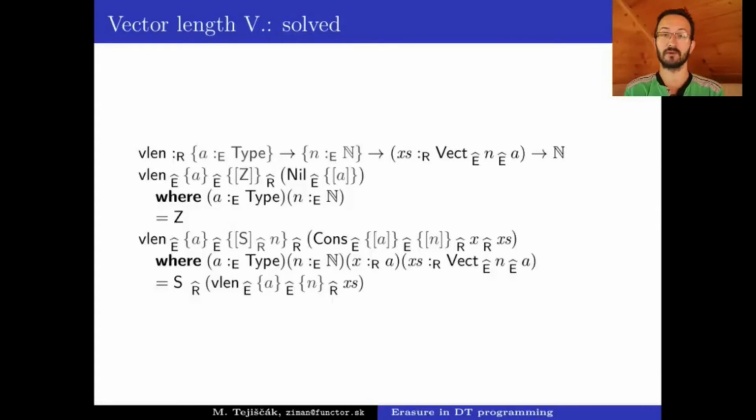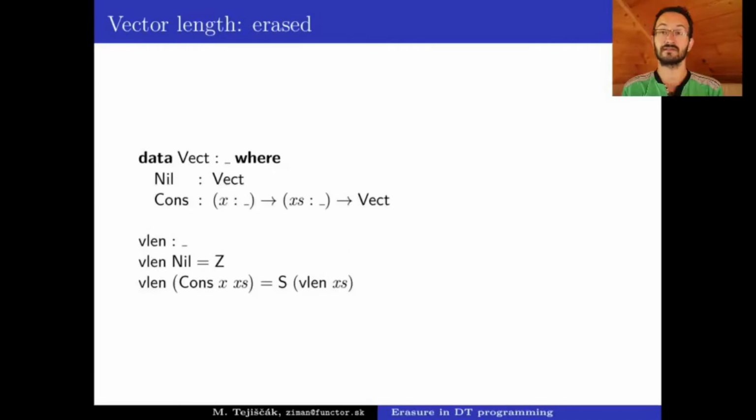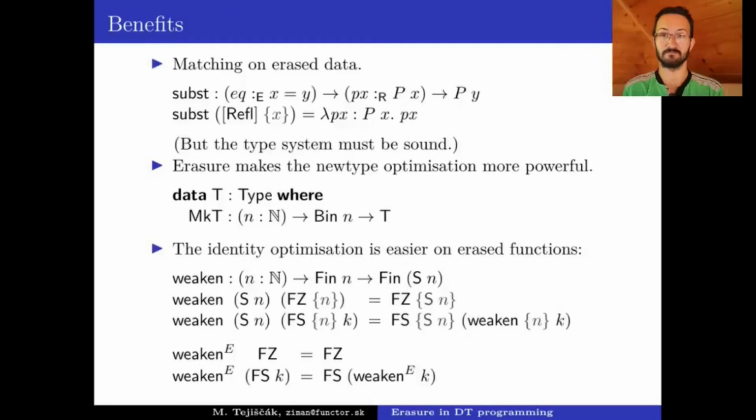This yields an annotated program where every variable and every application has been annotated with R or E, and the annotations are built into the type system. It's not something we keep on the side. It's really built into the type signatures. So then we can erase everything that's annotated with E, obtaining the program that we actually want to run, and that does not contain any traces of overhead caused by dependent typing and indices.